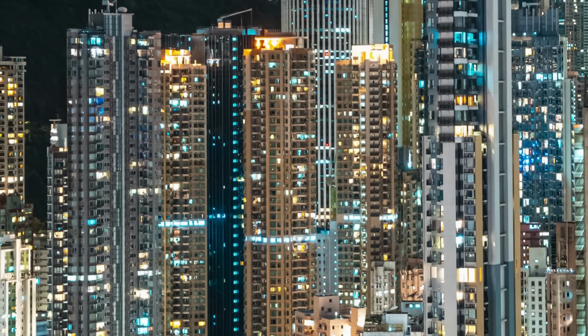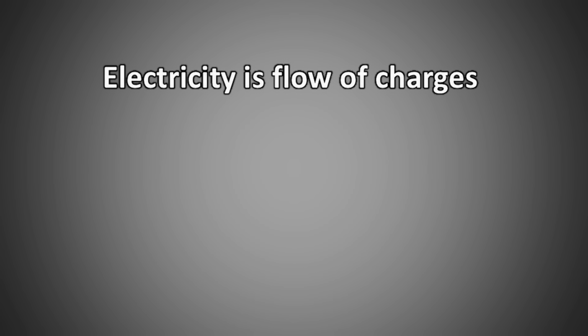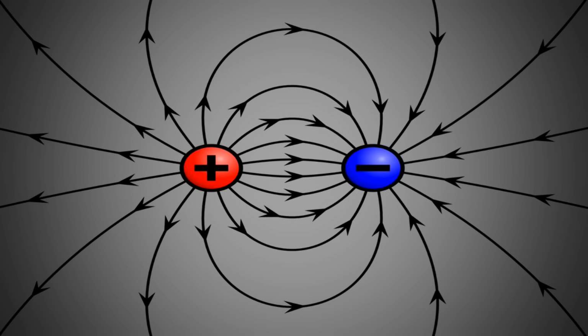Let us begin with a very basic question. What exactly is electricity? According to the textbook definition, electricity is the flow of charges. There are 2 types of electric charge, positive and negative.